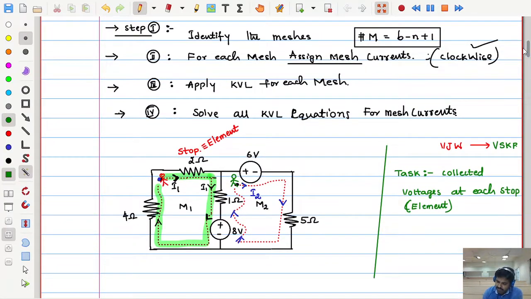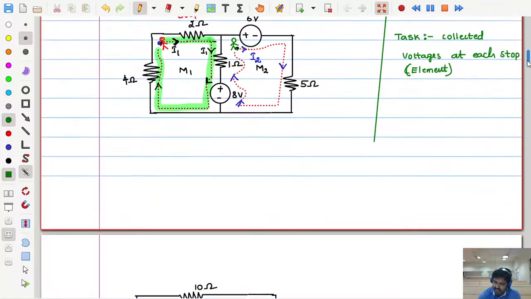So what is the next step? The next step is to apply Kirchhoff's voltage law for each mesh. That is, collecting the voltages at each element. Step 3 is collecting the voltages at each element. Now let us collect the voltage at each element.